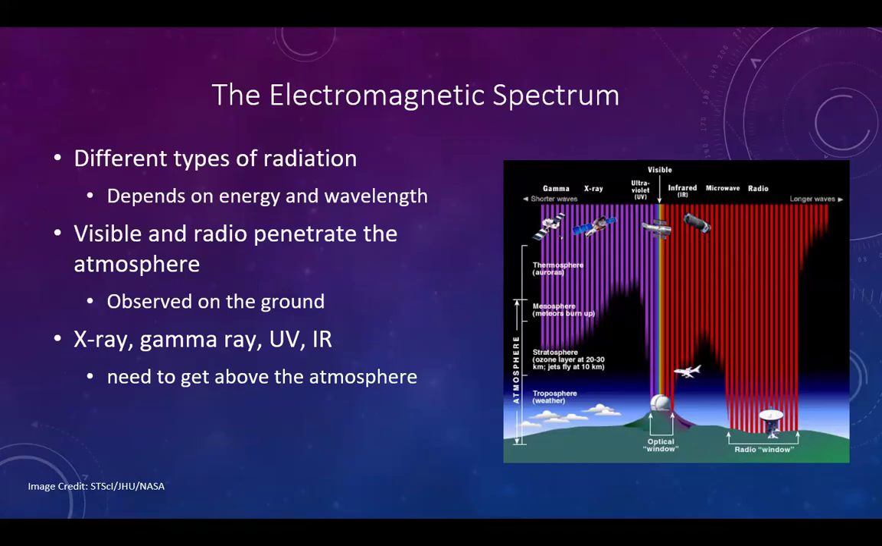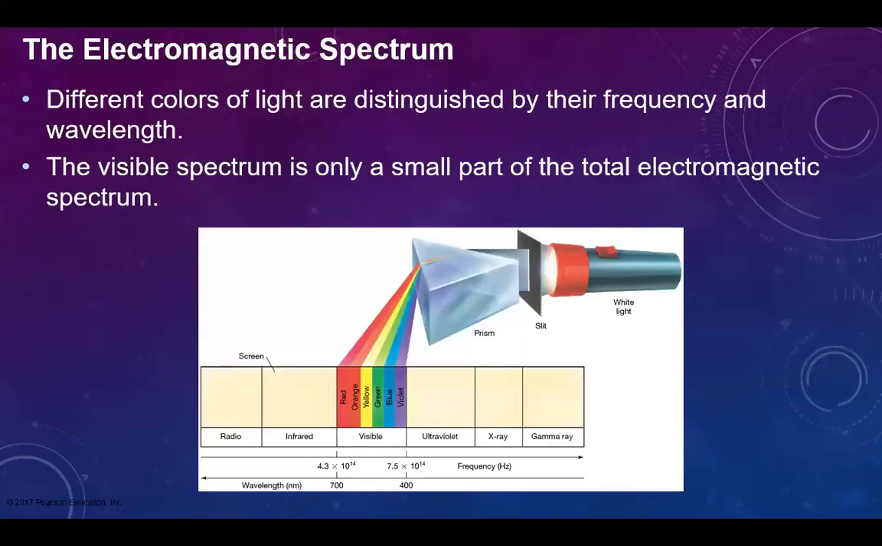So for X-rays, gamma rays, ultraviolet light, and infrared light, you need to get above the atmosphere. The atmosphere blocks most wavelengths. So once we were able to start putting satellites up in orbit that could study other wavelengths, it greatly broadened the range of things we could see.